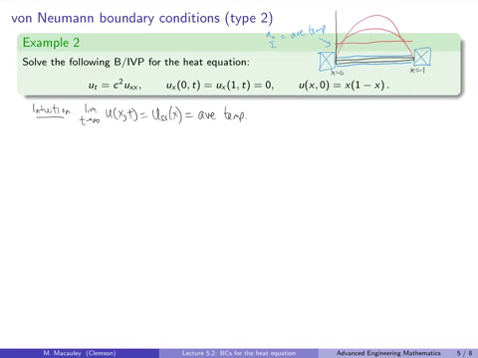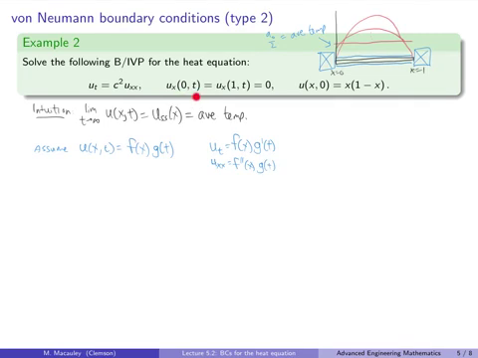Now let's solve it. So I'm going to assume that there is a solution of the form f of x times g of t. And let's take some derivatives. So u t is going to be f of x g prime of t, and u xx is going to be f double prime of x g of t.